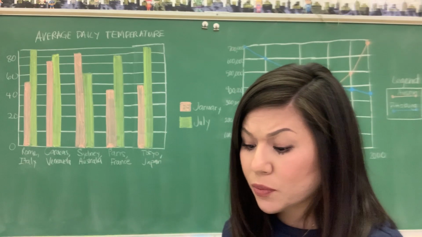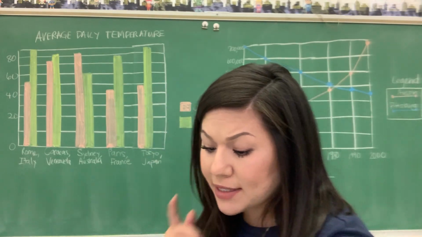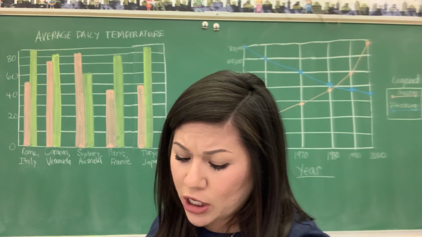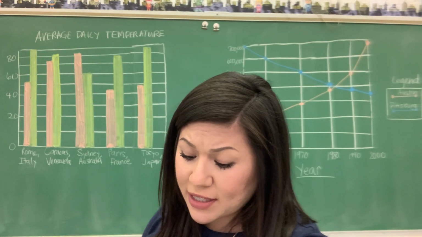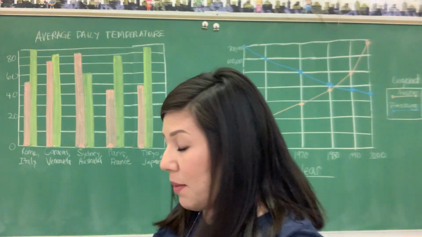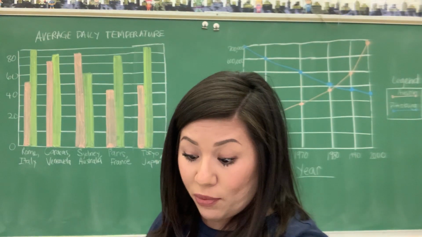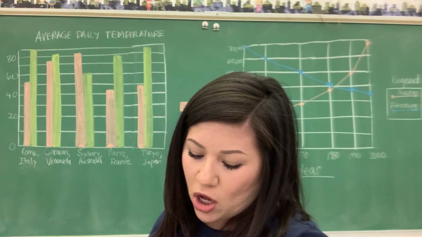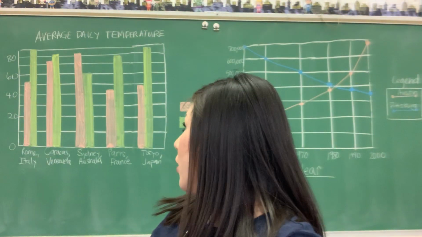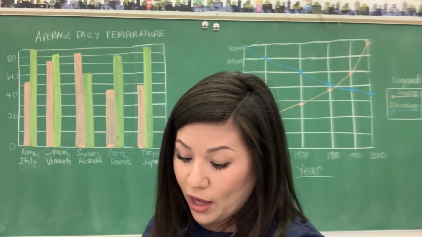And then the last one there. For which city is the average January high temperature greater than the average July temperature? Do you know why? We look for the city that has a pink, or red, as you like to call it, bar that is taller than its green bar.